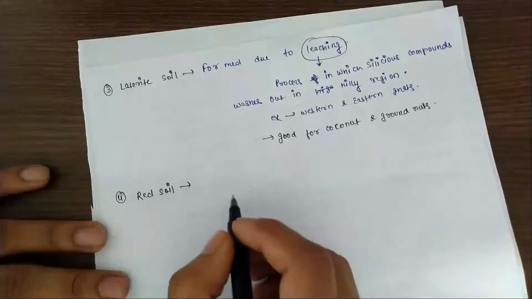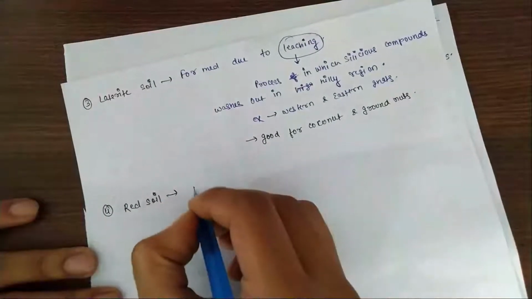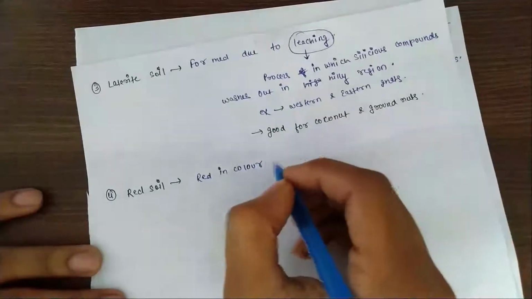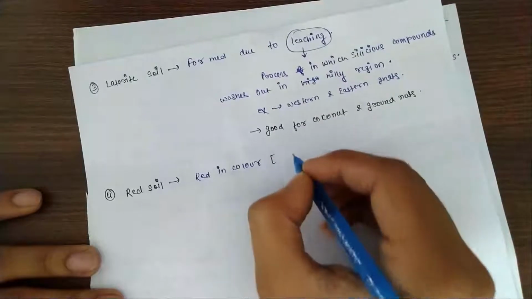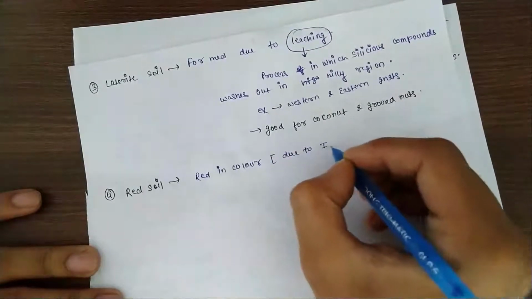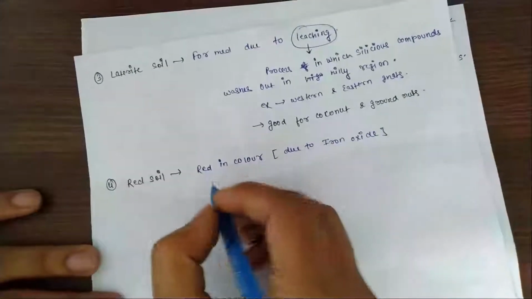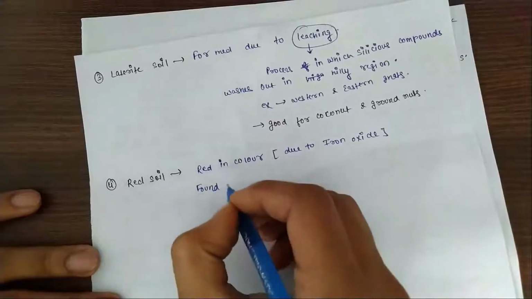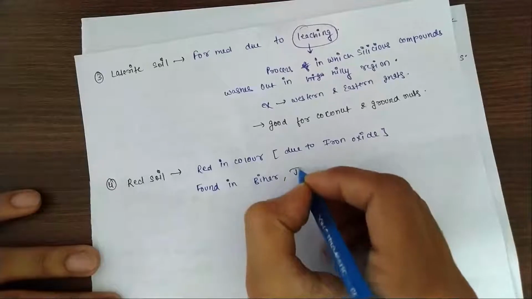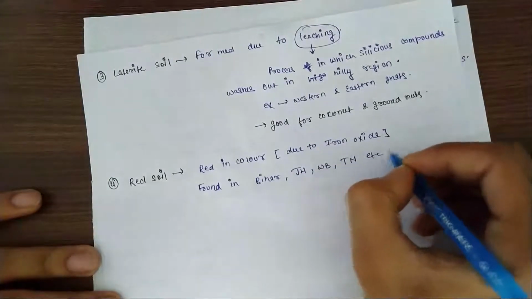From the name itself, this soil is red in color because it contains iron oxide. This type of soil is found in Bihar, Jharkhand, West Bengal, Tamil Nadu, etc.